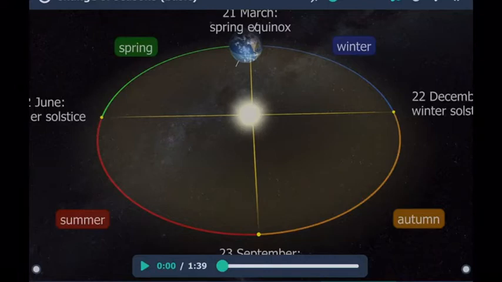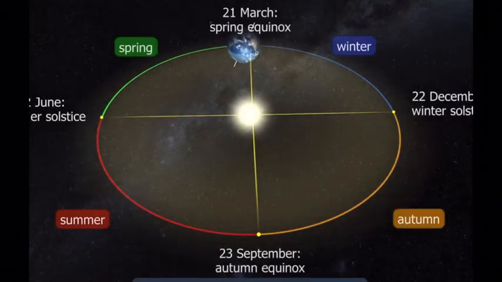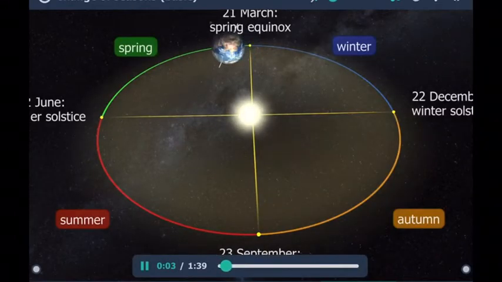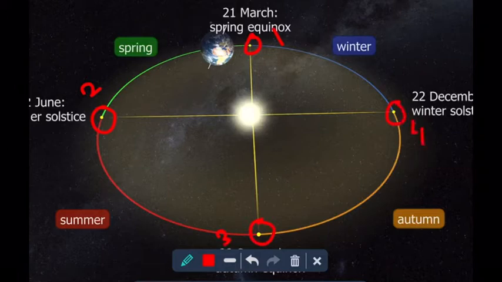Now, another thing, students, for understanding, you need to know about these 4 positions. Seasons change because the Earth orbits around the Sun. It takes 1 year. So the 4 positions that we need to remember are, this is 1, 2, 3, and 4.